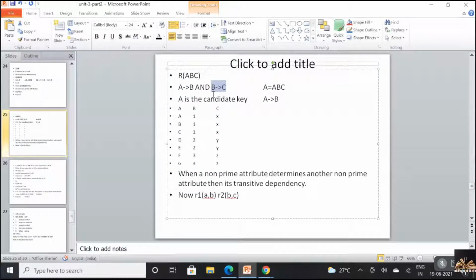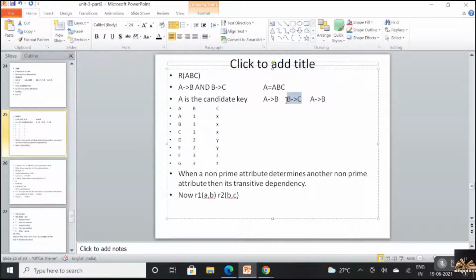B is a non-prime key attribute which is determining another non-prime key attribute. So this is the concept of transitive dependency. Now, easily you can again work: A implies B, not an issue. B implies C is a problem, which is giving me A implies B. So this particular concept is causing the violation.